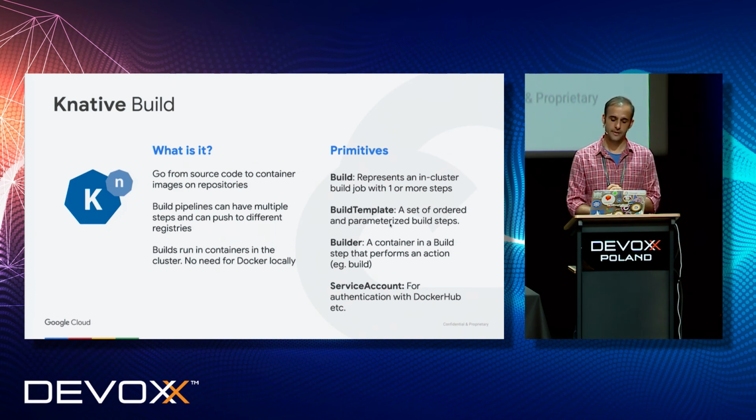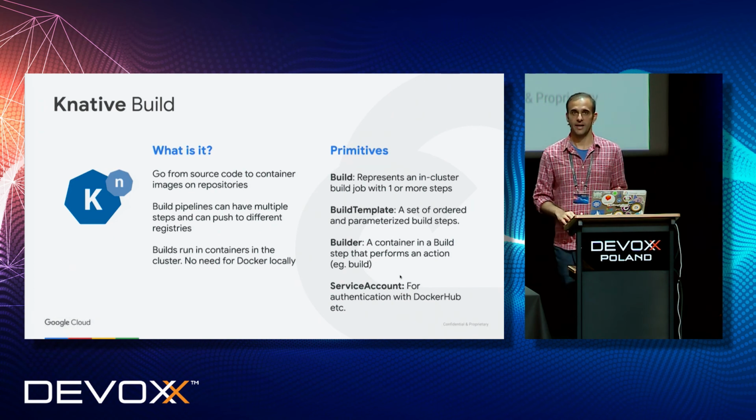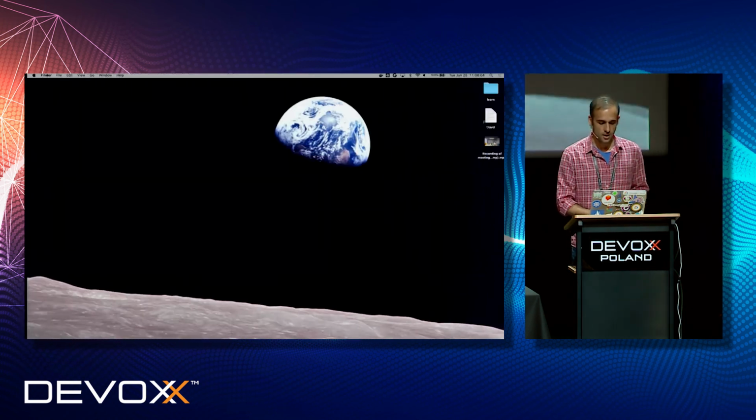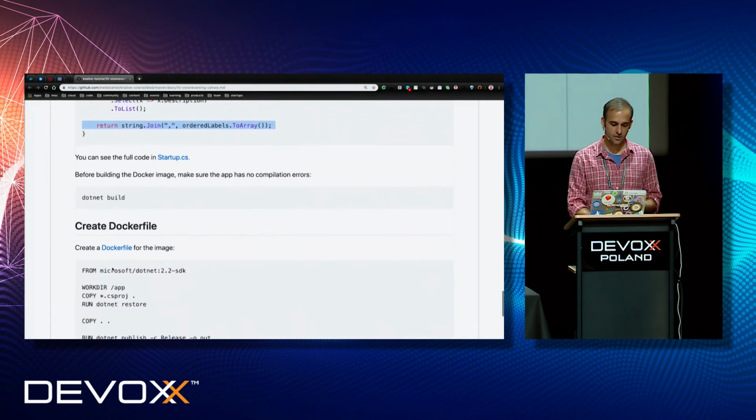You have what's called a build template. So you can take your build and make a template out of it so that you can use it for multiple builds. Or you can install someone else's templates and just use them from your builds as well. You have different builders for different things like building containers and other things. And finally, you have something called service accounts to authenticate. For example, when you want to push to Docker Hub, you need to be authenticated. So for that, you will need to use a service account. So let me show you the definitions of my builds so you get an idea what's involved.